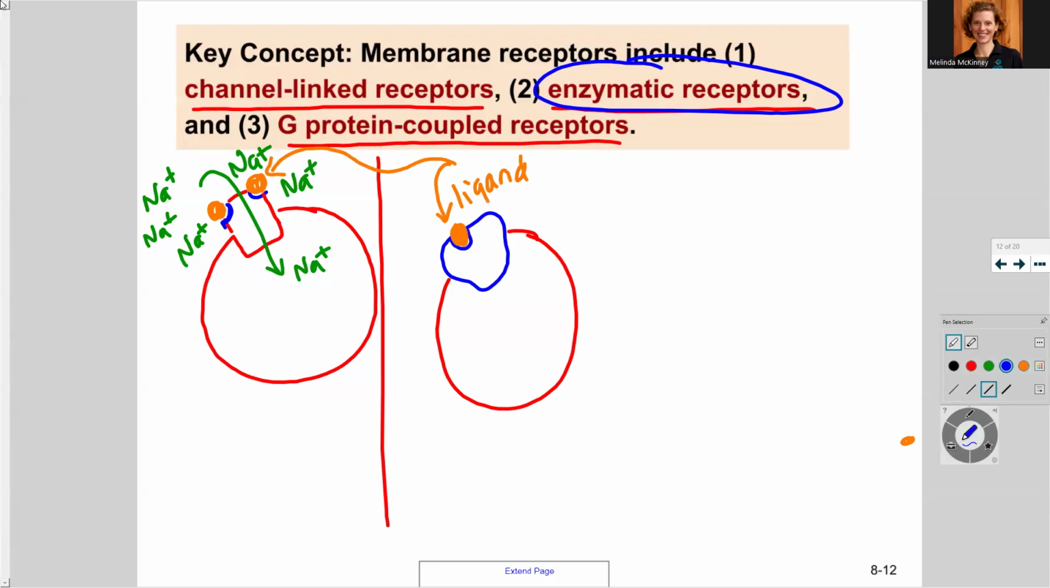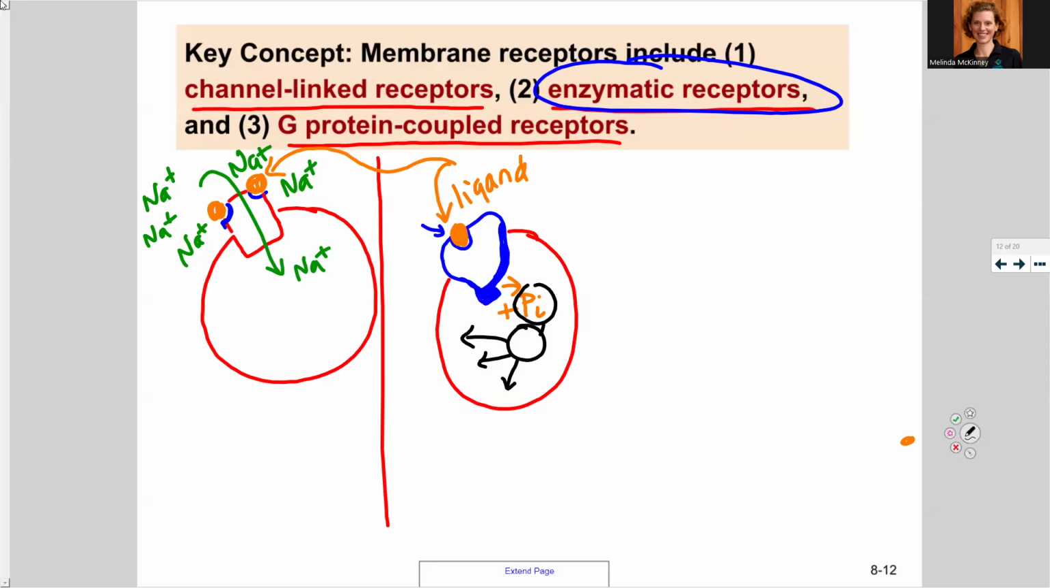So this part over here might change its shape in response. So once the ligand binds here, then this internal part of the enzyme might change its shape, and it might catalyze the reaction in here of, say, adding a phosphate group to something. So maybe it's going to catalyze the addition of a phosphate group to a molecule. That's going to energize that molecule right in here. And so now it has this phosphate group attached to it, and it can go and energize a whole bunch of other reactions. So an enzymatic receptor, the receptor itself is an enzyme.